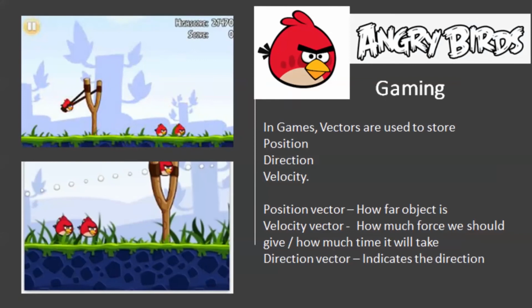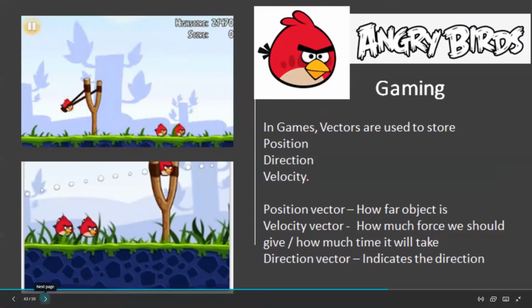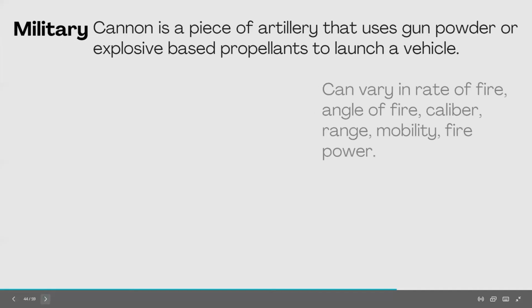So here the position vector means how far the object is. The velocity vector means how much force we should give it, or you can call it in terms of time also, how much time it will take to reach that destination. And the next one is direction, which indicates the direction. So these are all the fields where we are using these vectors, but we are not thinking about it.